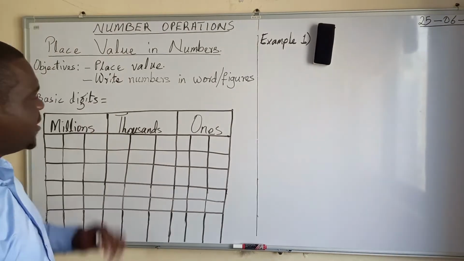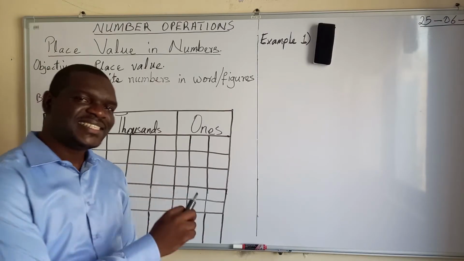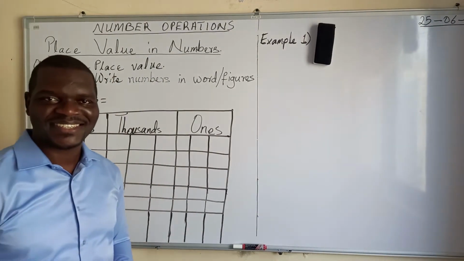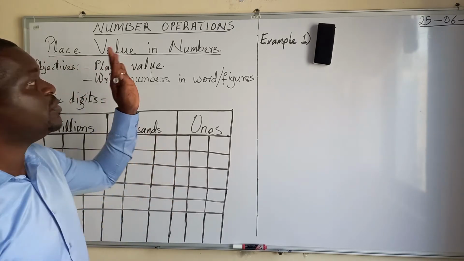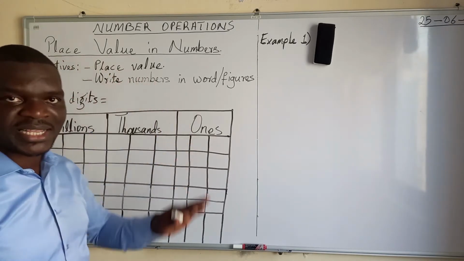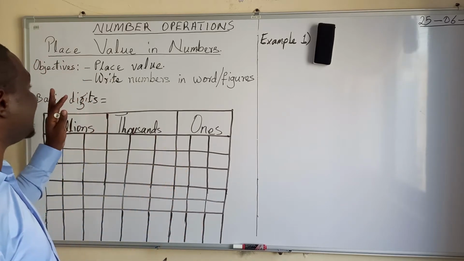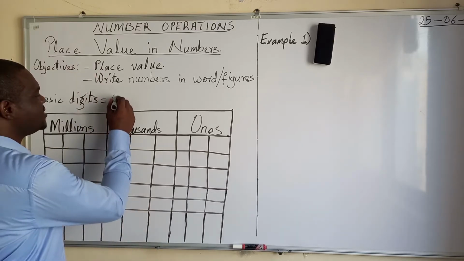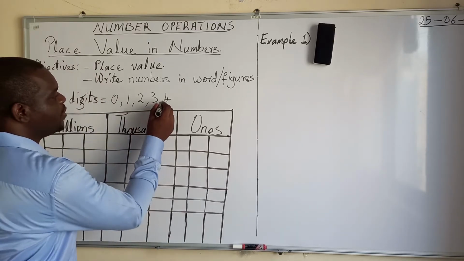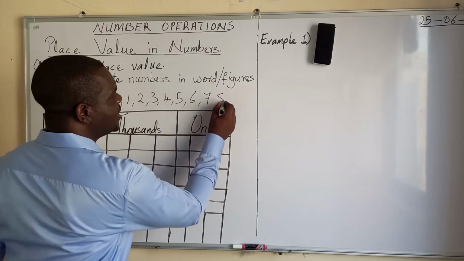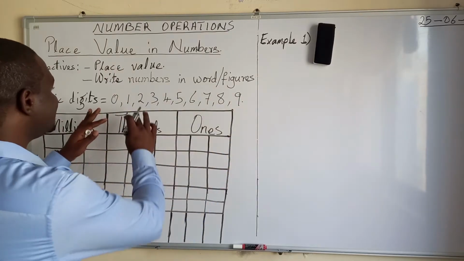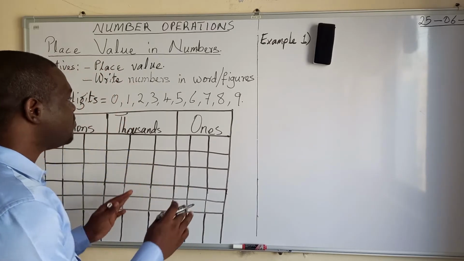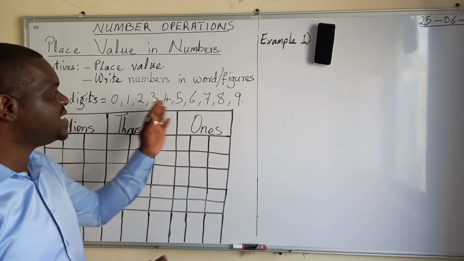First, we are going to revisit our last episode, which talked about basic digits. To be able to read value of figures in numbers, we have to first of all identify basic digits. And what are the basic digits? They are 0, 1, 2, 3, 4, 5, 6, 7, 8, and 9. These are the basic digits in mathematics. Every number you have is a combination of these digits.